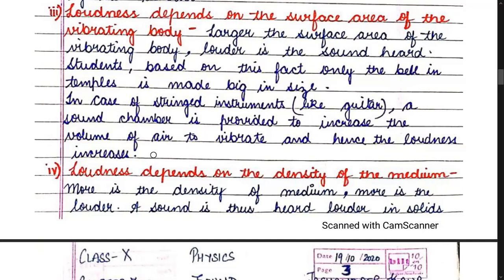Now, in case of stringed instruments like guitar, piano, sitar, a sound chamber is provided to increase the volume of air to vibrate, and hence the loudness increases.